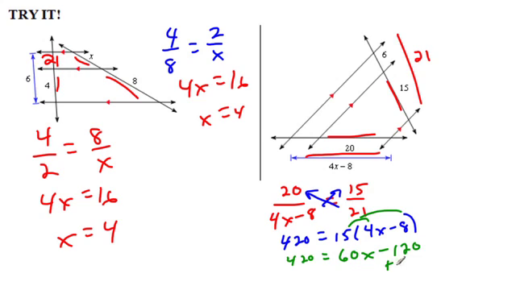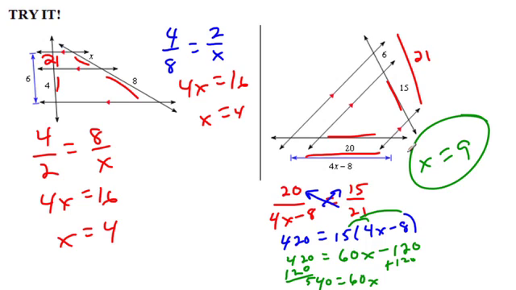And then I'm going to add 120 to both sides to get x by itself. So we're looking at, what is this? 540 equals 60x. So divide both sides by 60. What do we end up with? We should end up with 9. Fantastic. That is it. That is the last section of the semester.